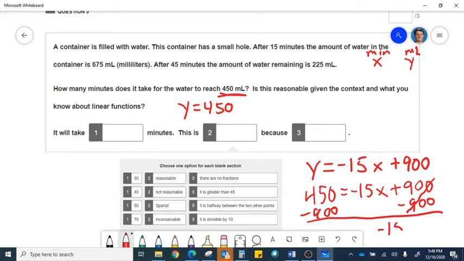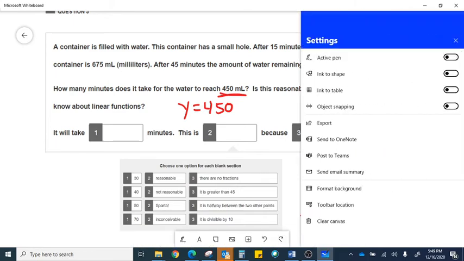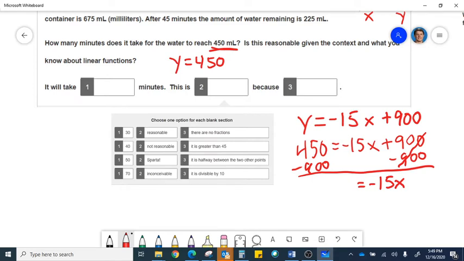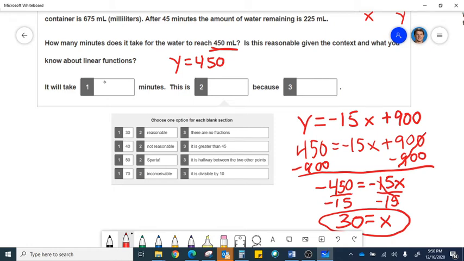And I'm going to get negative 15x equals negative 450. Now I'm going to divide by negative 15 to isolate the x. If I divide by negative 15 on the left, I have to do it on the right as well. So I get x equals, 15 goes into 450 30 times. What does that mean? Well, it means 30 minutes.